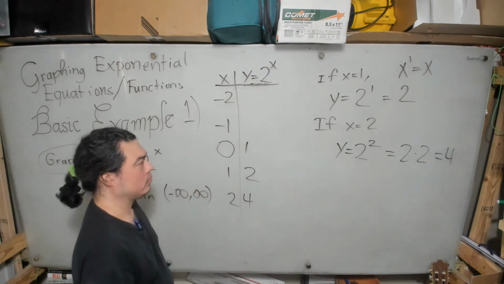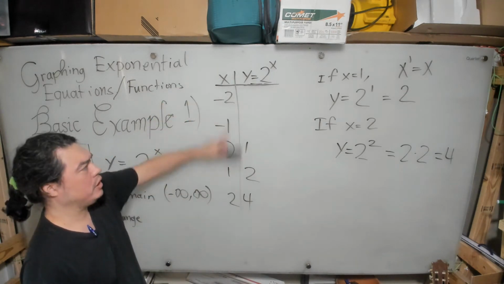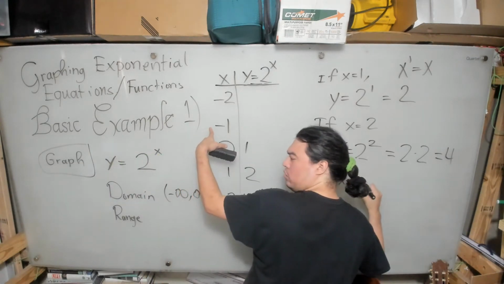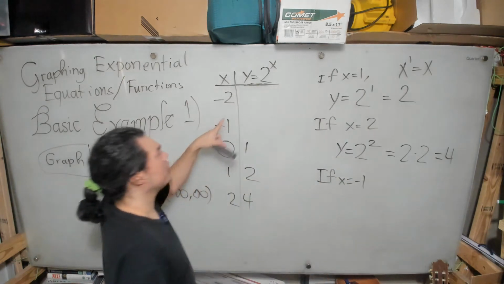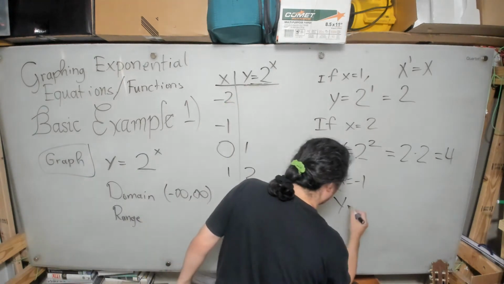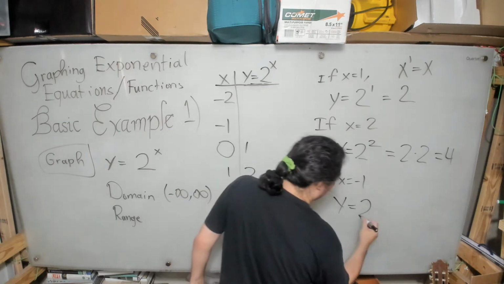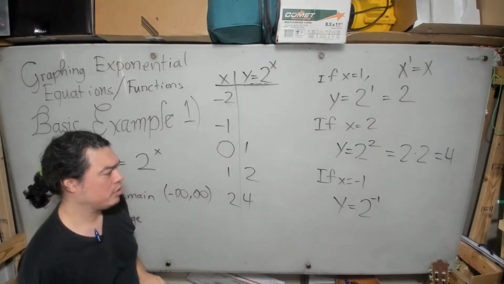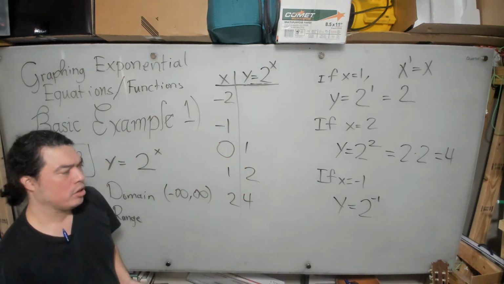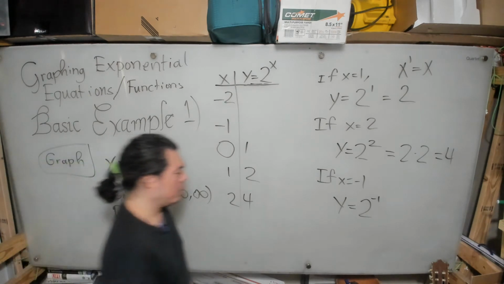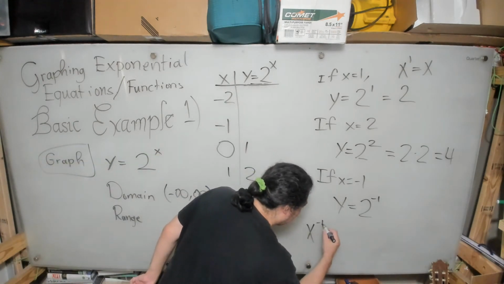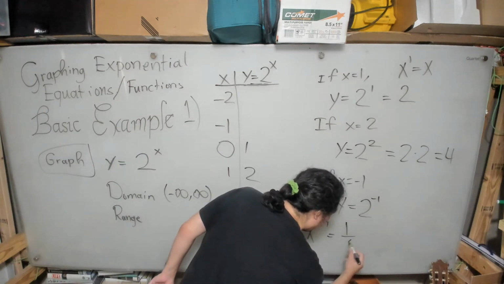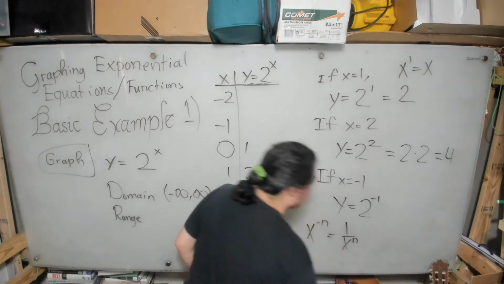So I get 4. Now I'm going to go backwards in the table like this. What if x is equal to negative 1? Then my y is going to equal 2 to the negative 1 power. This is very interesting. Now this is getting more interesting. How do I deal with this? Well, I know from our exponential rules that x to the negative n, x raised to a negative exponent, is equal to 1 over x raised to the positive exponent, in this case, n.